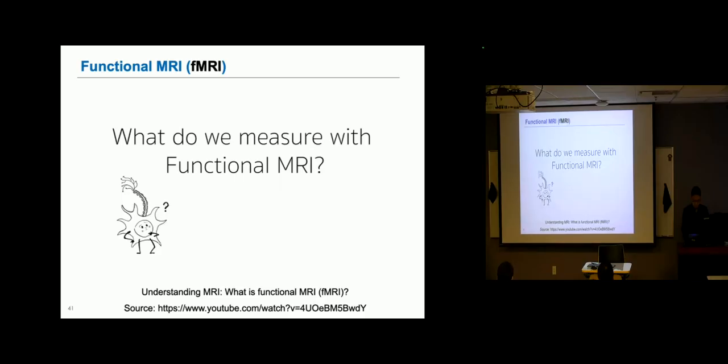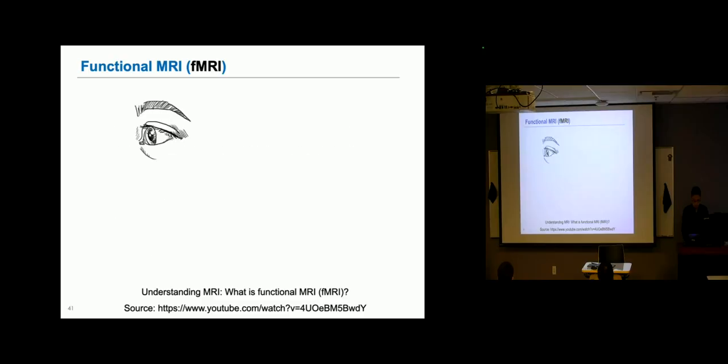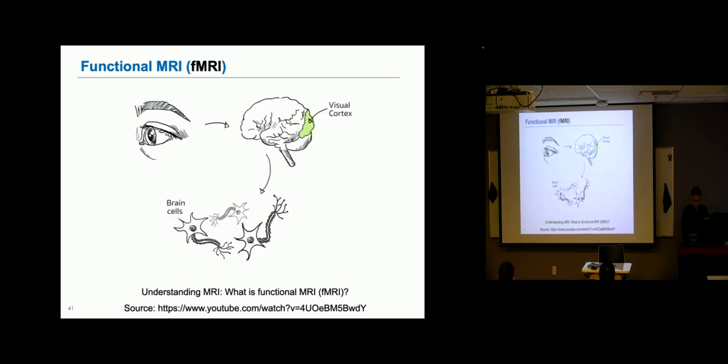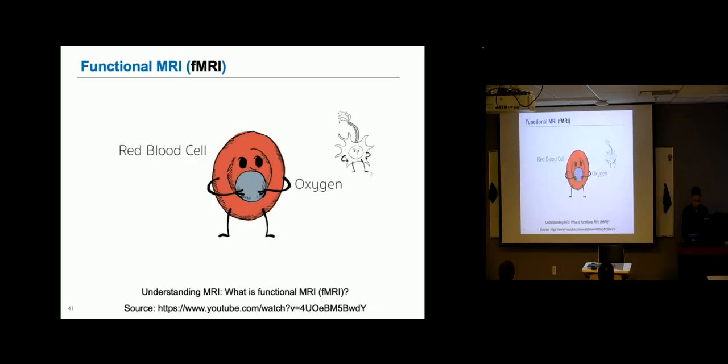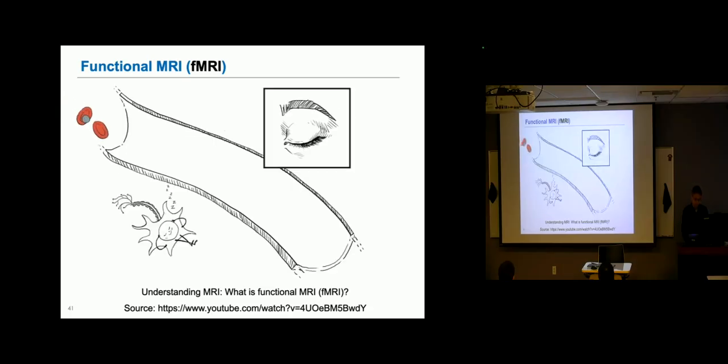Let's look at what happens in the brain when we perform a simple task like looking at something. From the nerve in the eye, signals are sent to a region at the back of the brain called the visual cortex, where brain cells process these signals. Brain cells need oxygen to function. This is transported through the body by red blood cells in the blood. Here, we can see a blood vessel close to a brain cell in the visual cortex.